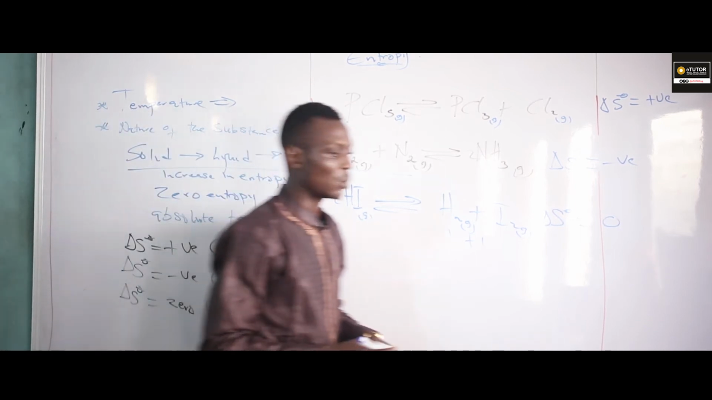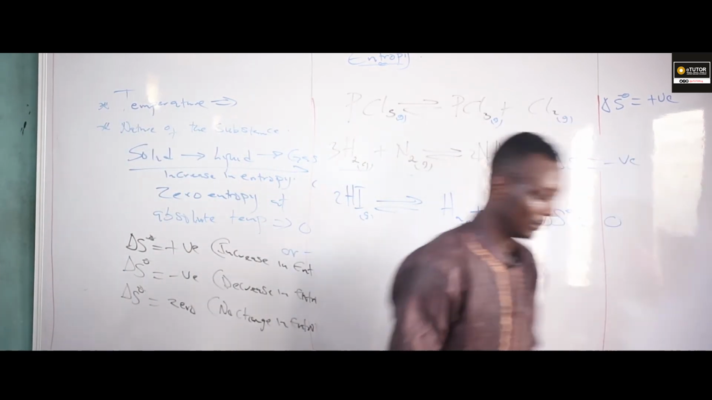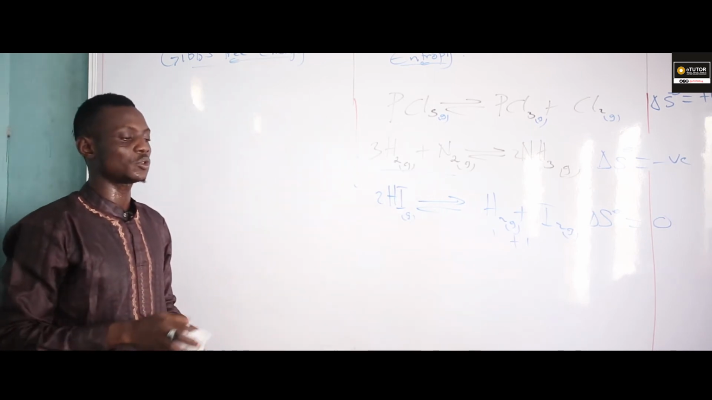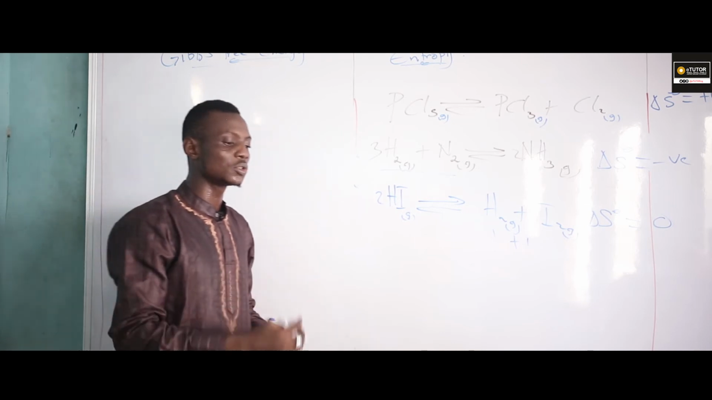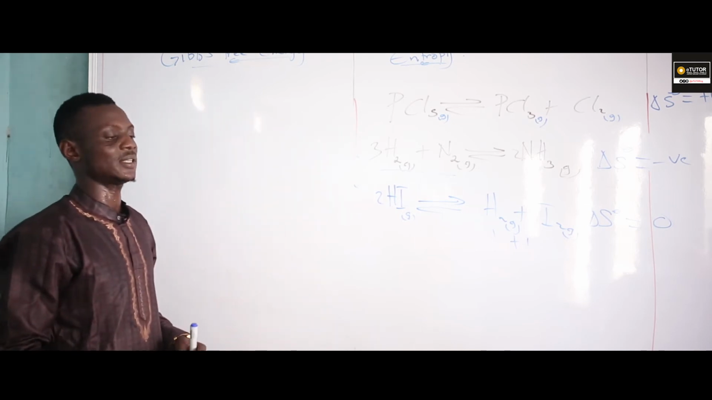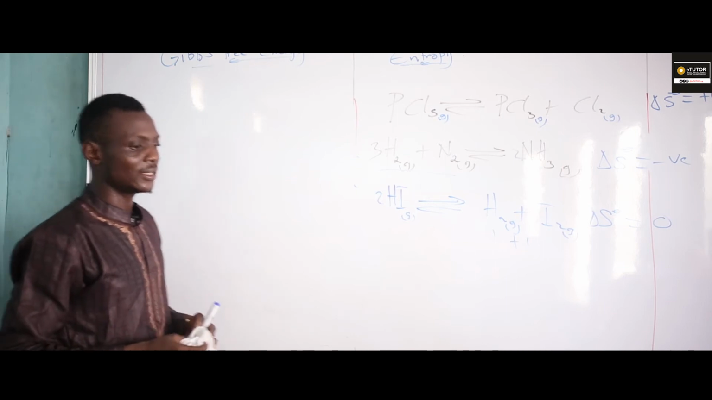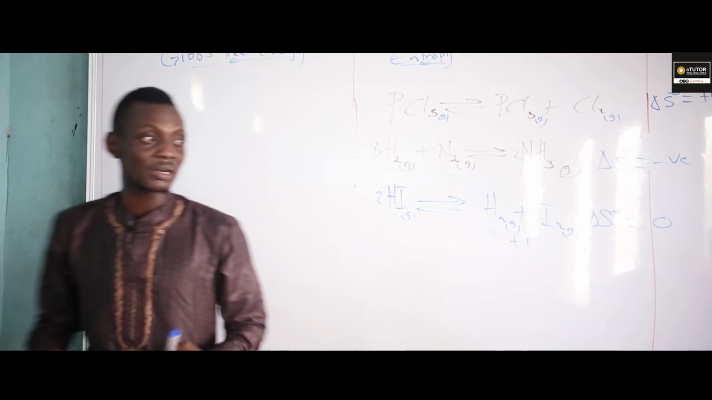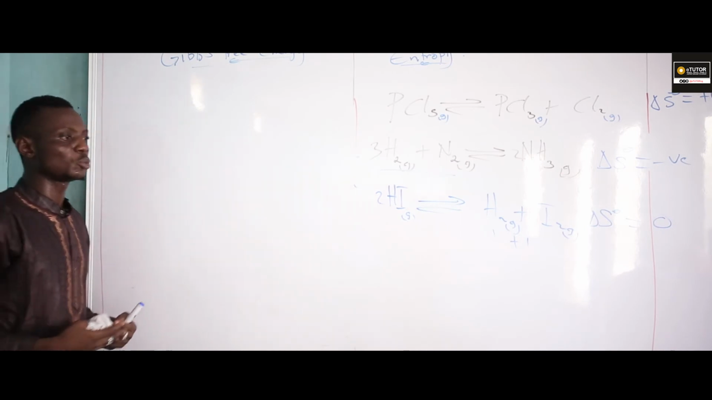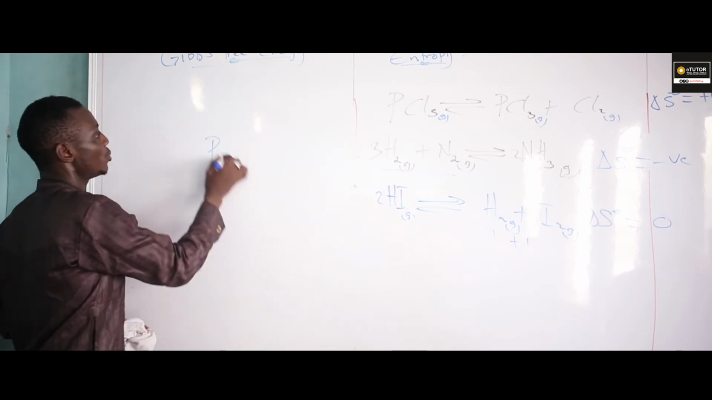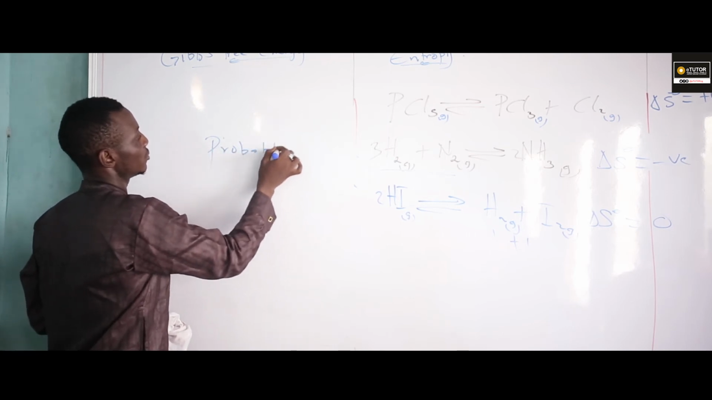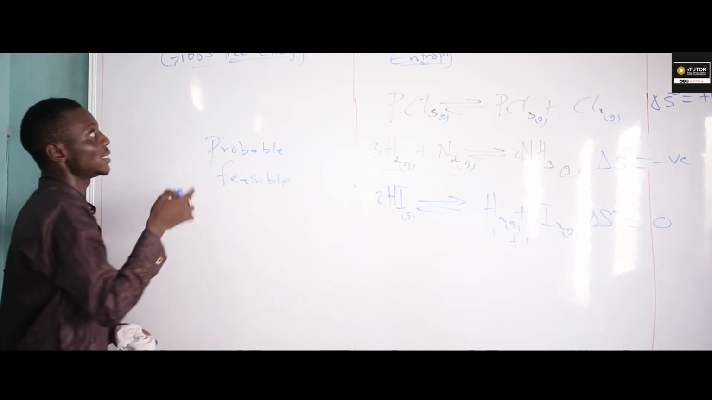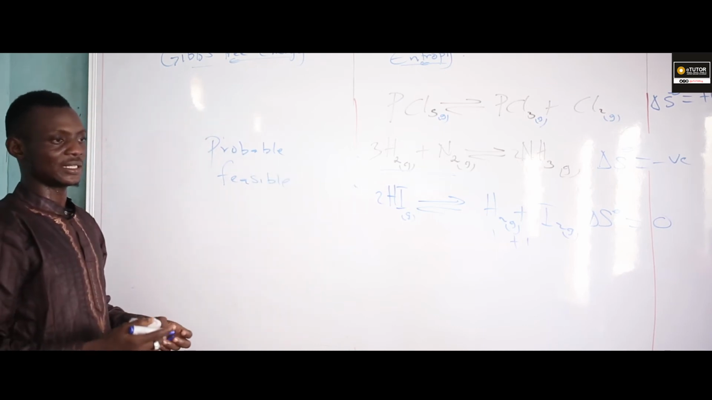Now let us quickly talk about Gibbs free energy. Gibbs free energy is the energy that is useful to a system. It is popularly used to determine the spontaneity of a system. If a system is going to be probable, what do I mean? Probable, or the system is going to be feasible, we can use the value of Gibbs free energy to determine that.